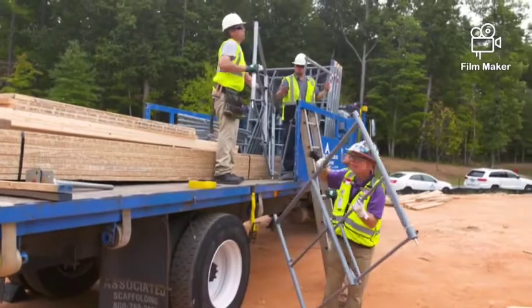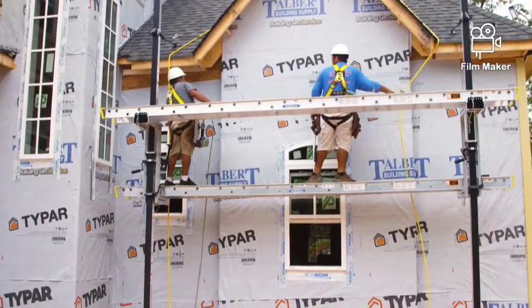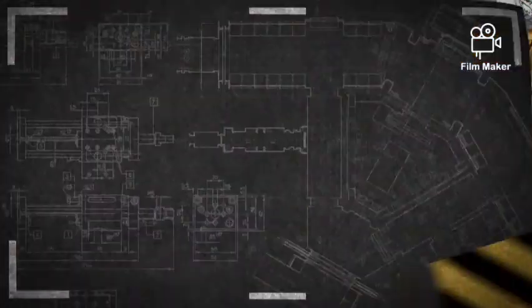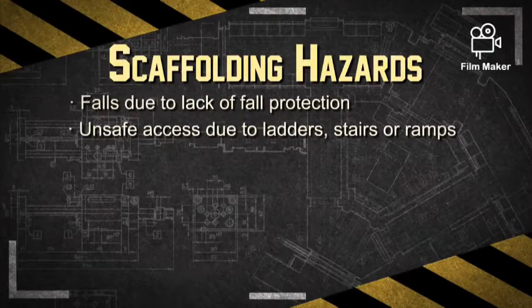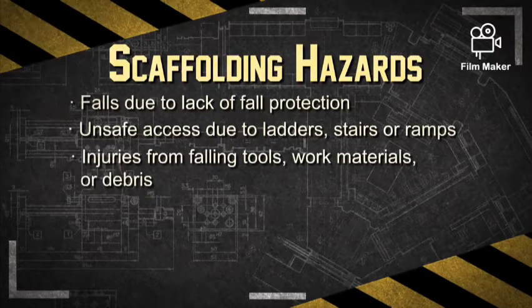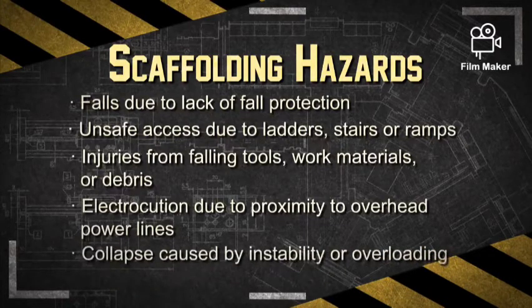Although there are many different types of scaffolding, there are several common hazards associated with all types of scaffolds. Number 1, falls due to lack of fall protection. 2, unsafe access due to ladders, stairs, and ramps. 3, injuries from falling tools, work materials, or debris. 4, electrocution due to the proximity to overhead power lines. And 5, collapse caused by instability or overloading.